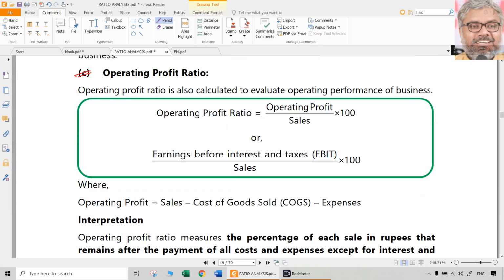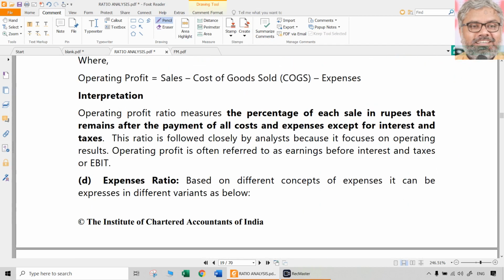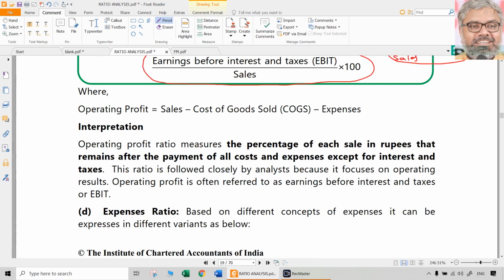Operating profit ratio. What is operating profit? Generally, operating profit is earnings before interest and taxes. I told this already. Cash operating profit is different. Cash operating profit means earnings before interest, tax, depreciation and amortization. That can be called cash operating profit. We are not talking about that. We are talking about operating profit. So, operating profit ratio is simply EBIT, earnings before interest and taxes, divided by sales multiplied by 100, which is only an expression as a percentage. That is operating profit ratio. Should it be higher? Yes, of course it should be higher. What is operating profit?